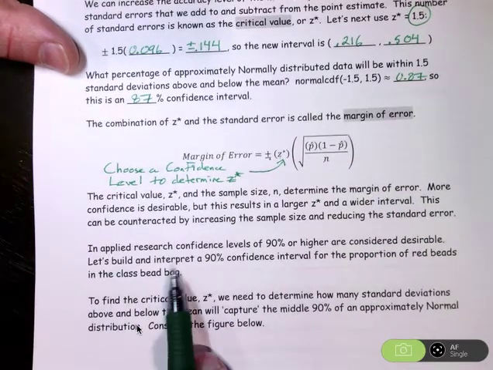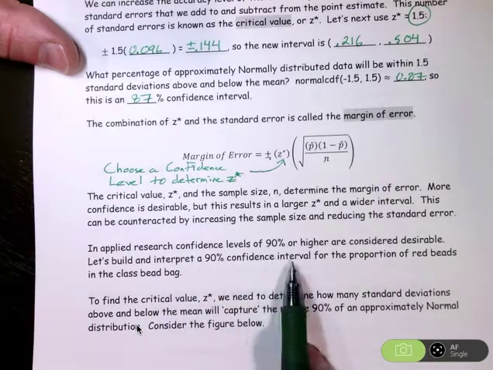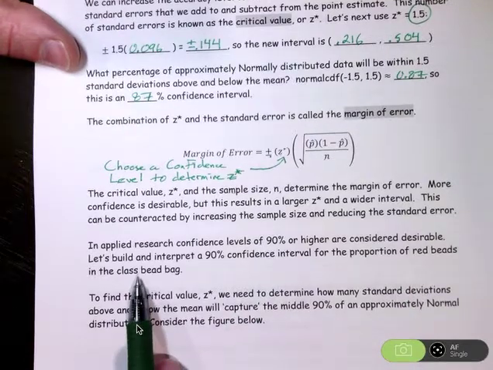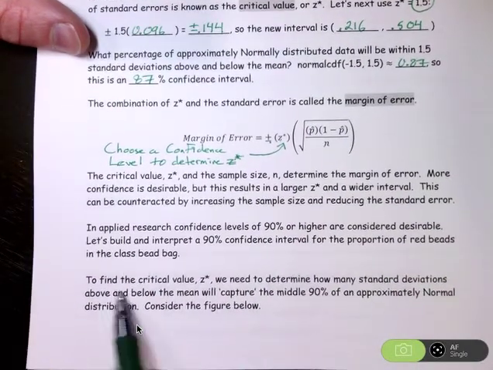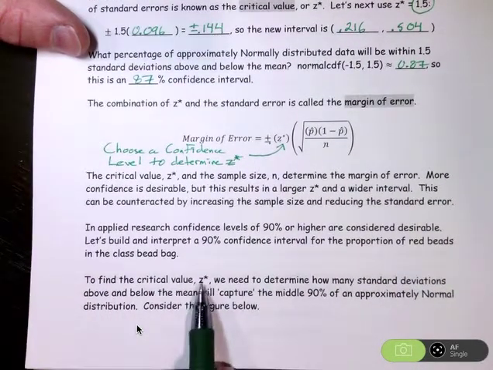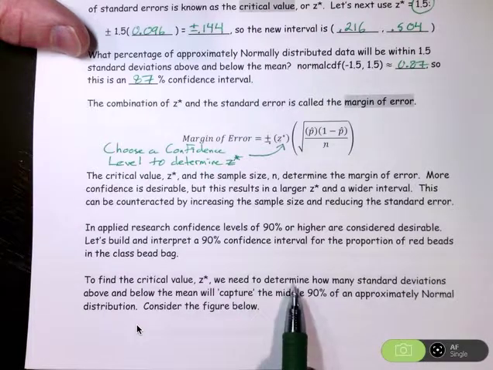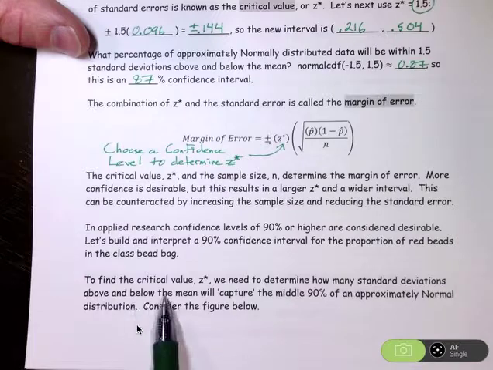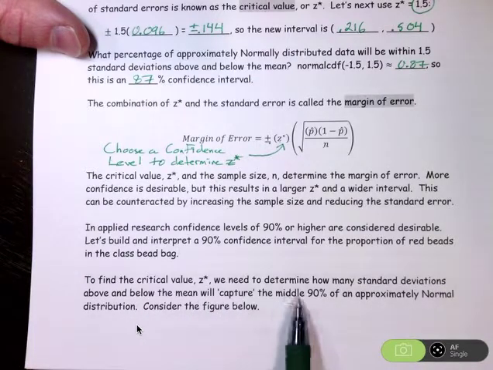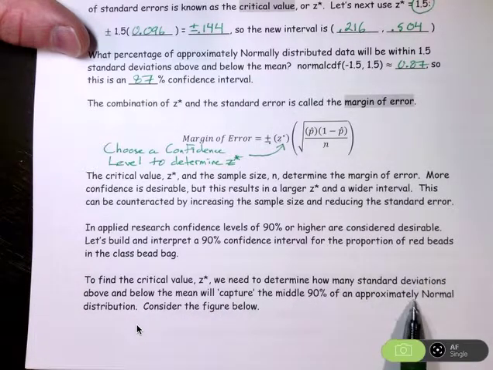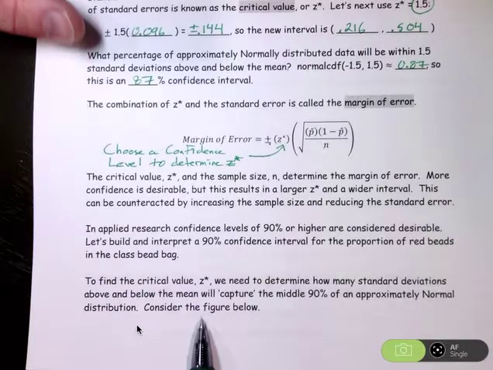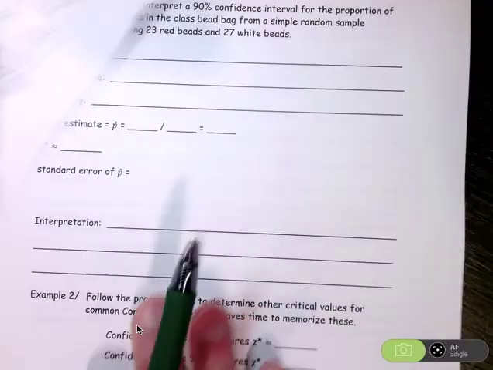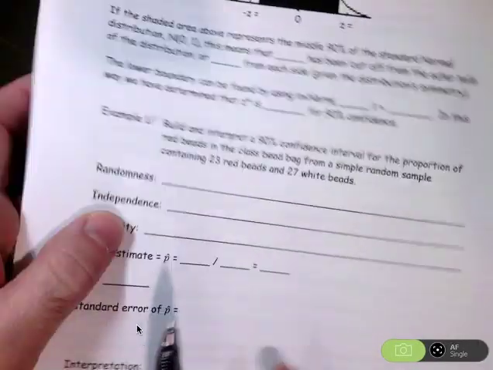So let's build and interpret a 90% confidence interval for the proportion of red beads in the class bead bag. So notice, to find the critical value, to find Z star, we need to determine how many standard deviations above and below the mean will capture the middle 90% of an approximately normal distribution. So let's go take a look at the next figure. So this figure will help us understand this math.